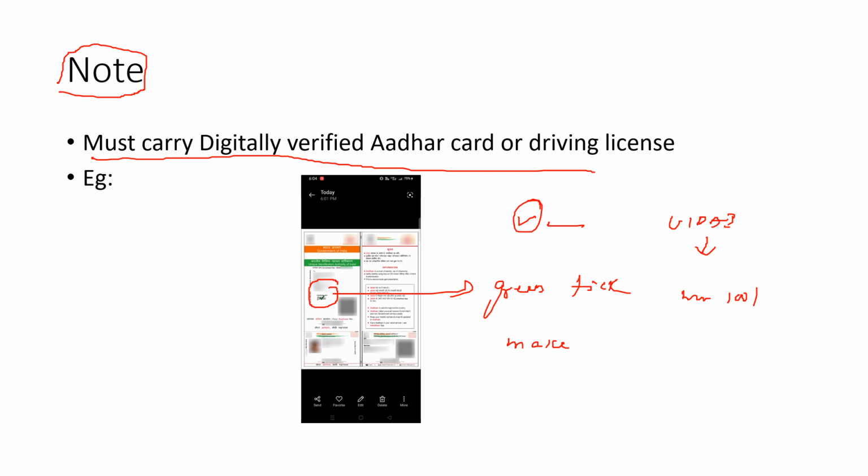And the second point, a must-note point I forgot to mention, is cash. You have to carry cash only. There are no online UPI payments accepted here. So this is another point from this slide.